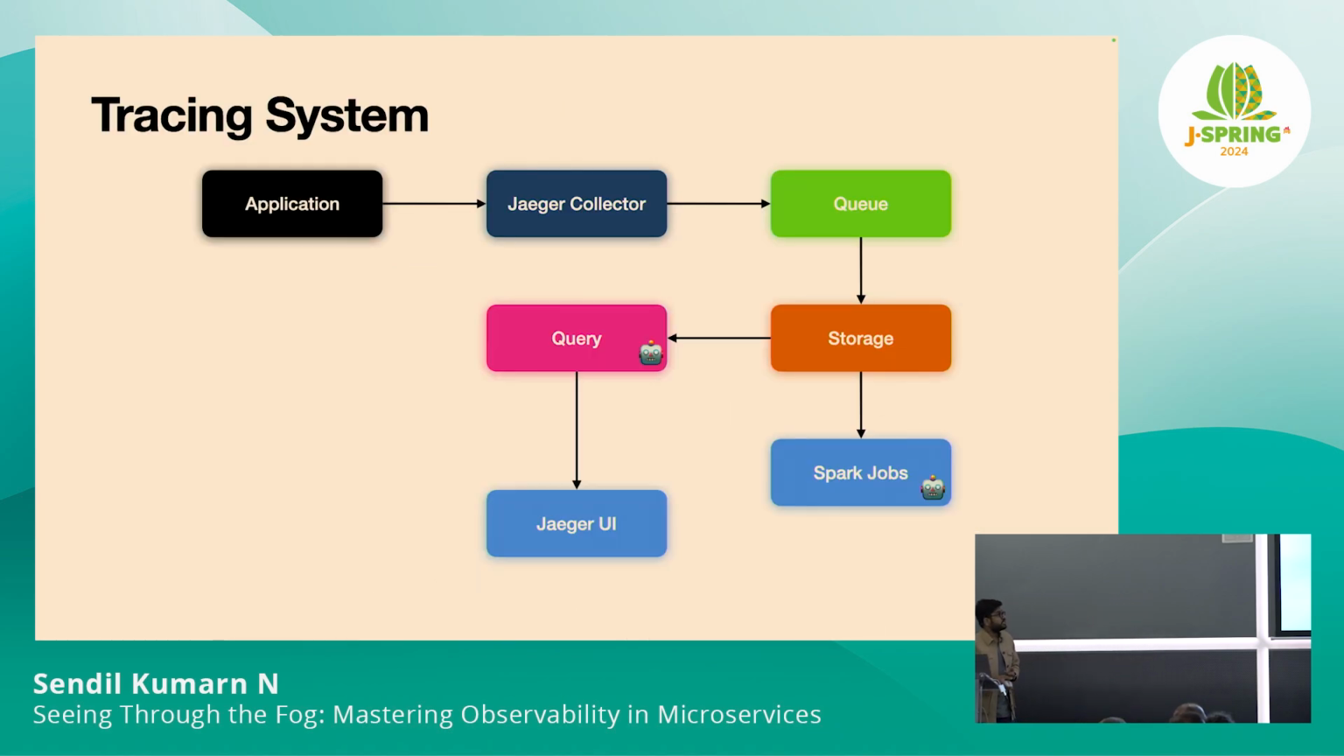Again, if you take a tracing system, it's going to be very similar to what we have seen on the logging system, but the difference is that you have something like a Jaeger collector or an OpenTelemetry collector, which captures this information, puts it in a queue, stores it somewhere, and runs some jobs on top of it so you can optimize those things, query it, and visualize it. So that is basically what's going to happen.